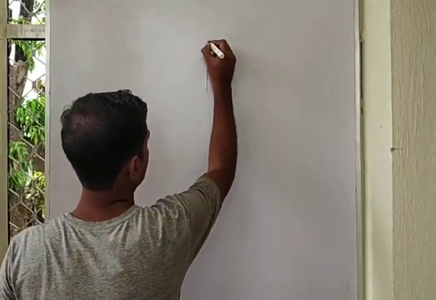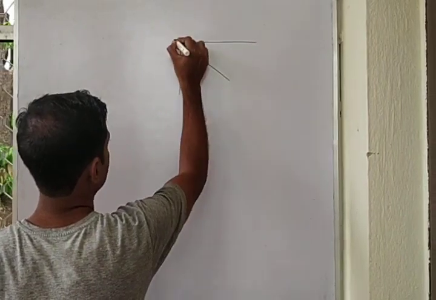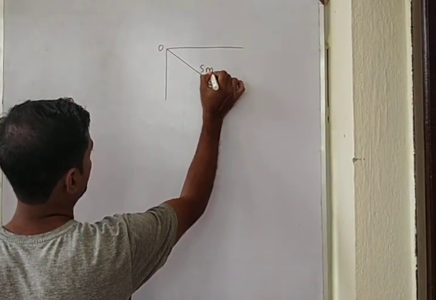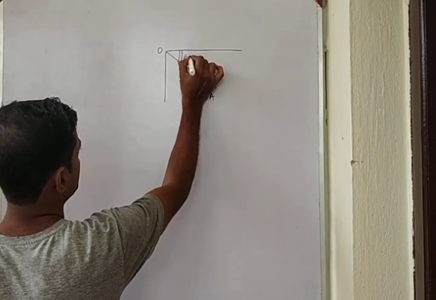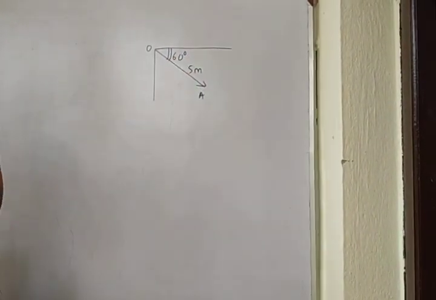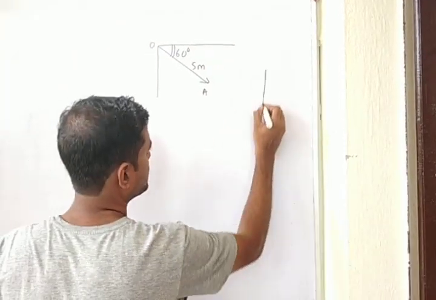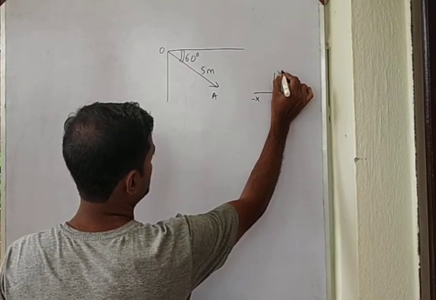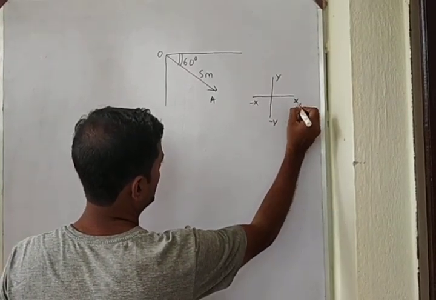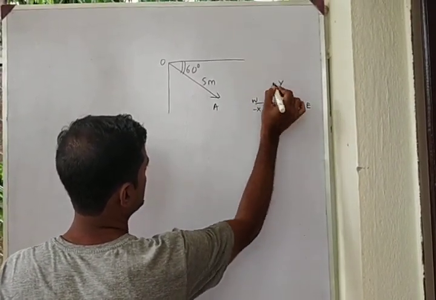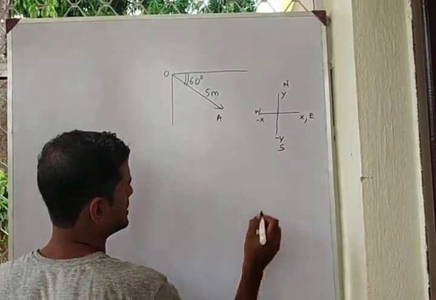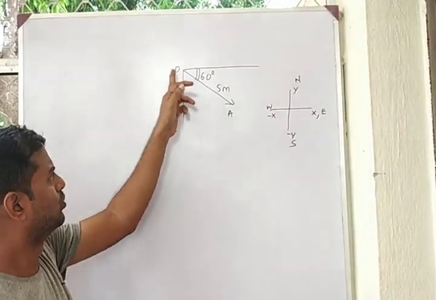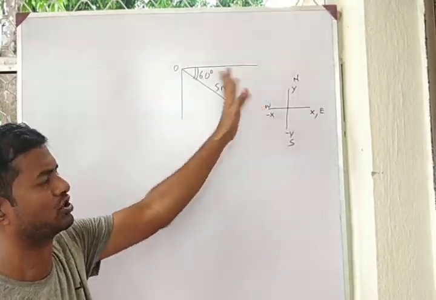Suppose I want to represent this vector. Let's say this is my OA vector, whose value is 5 meter, and it is making an angle 60 degree with the horizontal axis. Already I have mentioned in my previous video, this is my positive x-axis, negative x-axis, positive y-axis, negative y-axis, or this is east, this is west, this is north, this is south. So no need to discuss much about this. Just concentrate here. OA vector is making an angle 60 degree with the positive x-axis.